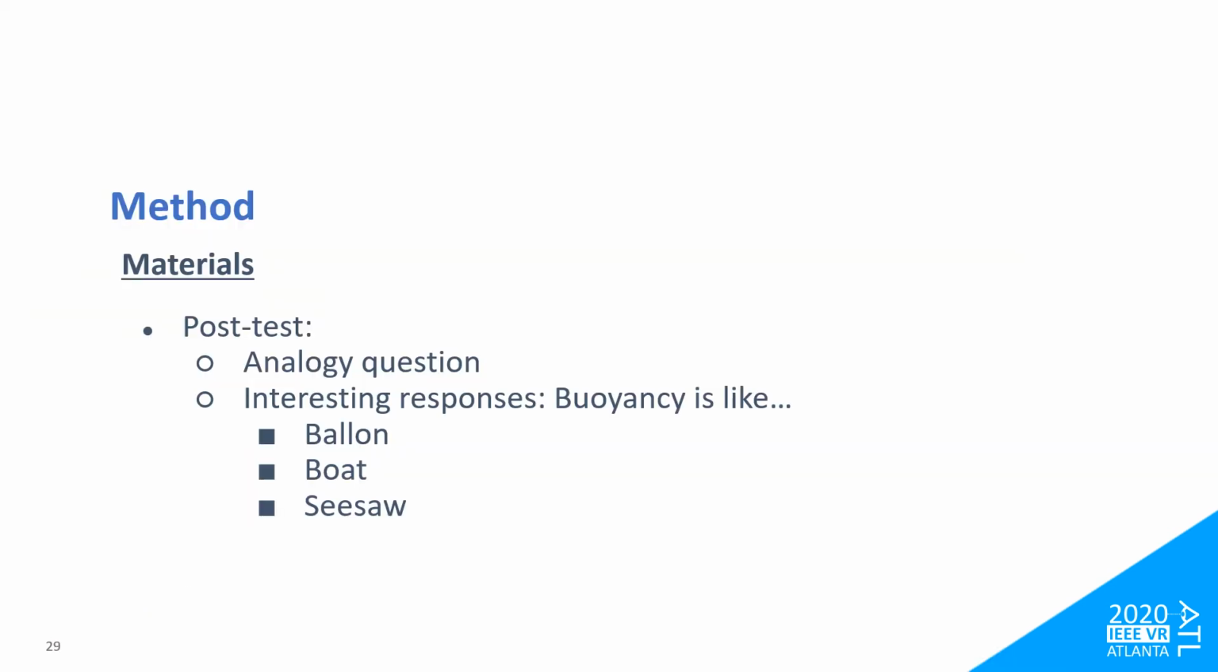Furthermore, some open-ended questions were also included in the post-test, where participants were asked, for instance, to come up with a simile for buoyancy. Even though these questions were not scaled quantitatively in the analysis, we have found some interesting responses, and some typical similes for buoyancy are a balloon, a boat, or a seesaw.